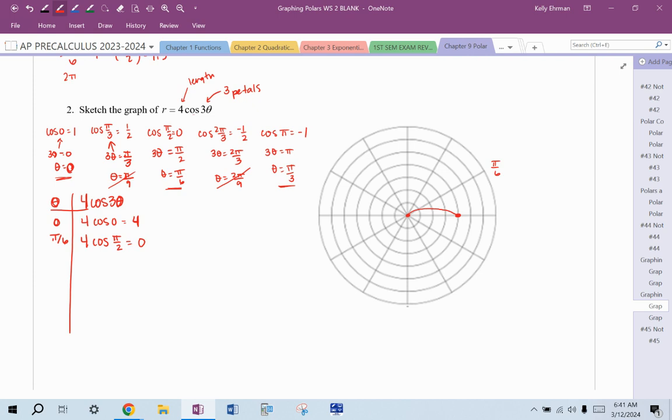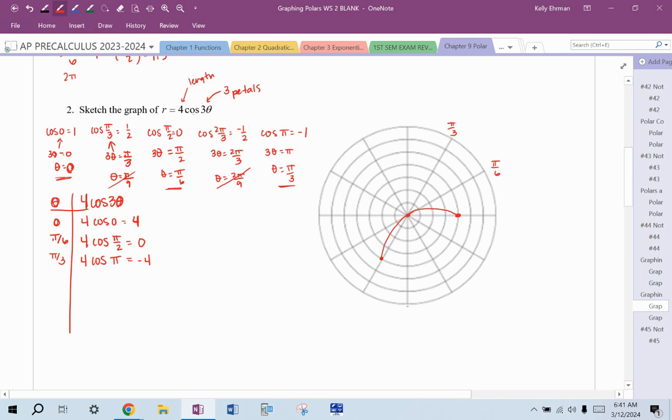All right, pi over 3 is the next angle. That's 4 times cosine of 3 pi over 3, so pi. 4 times -1 is -4. So we face pi over 3, but we go back 4 units. 1, 2, 3, 4. So here's the tip of the next petal.